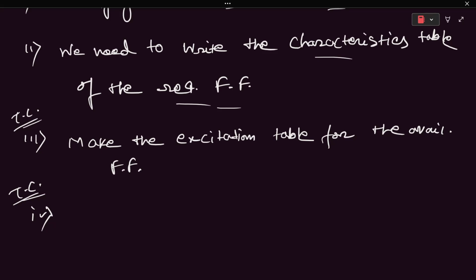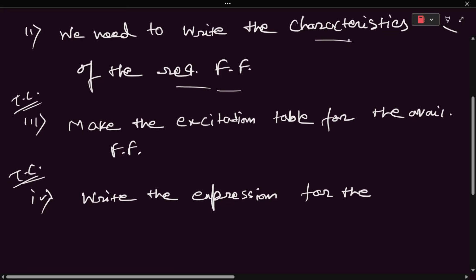Okay, so in the fourth step, we need to write the expression. The Boolean expression using the Karnaugh mapping, not the truth table. We need to write the expression using what we had, not what we are going to build. This is a simple nomenclature you must remember for remembering purposes.